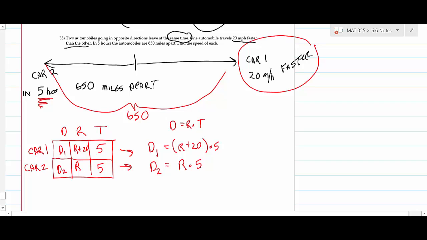Now here's what you want to make sure that you understand on this problem. Okay, here's what we got. This part right here would be the distance traveled by car 1. That would be D1, right? D2 would be this distance right here. They're two different distances. Now, can you tell me how D1 and D2 relate to 650?